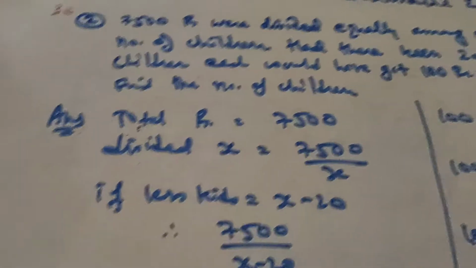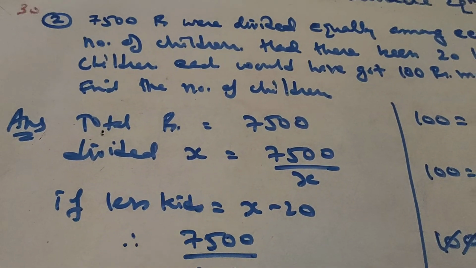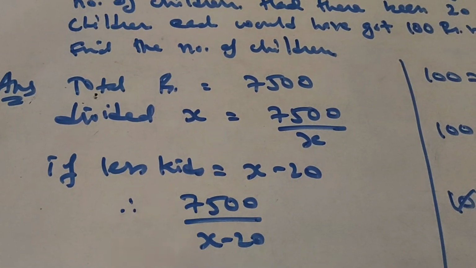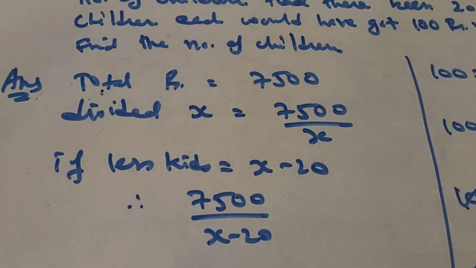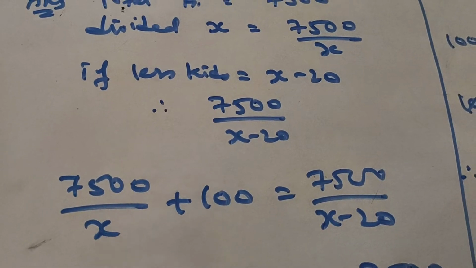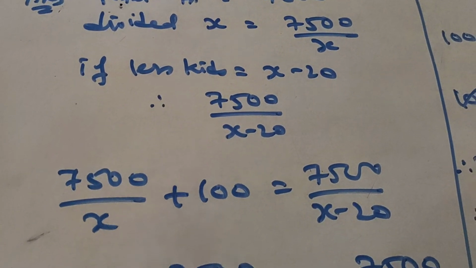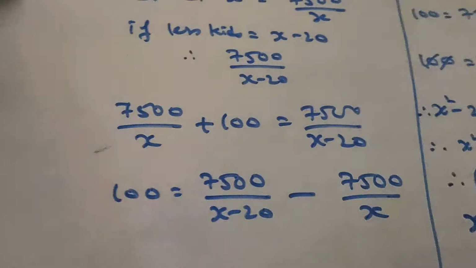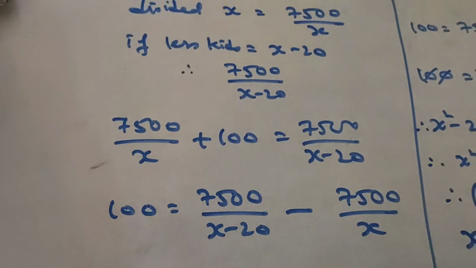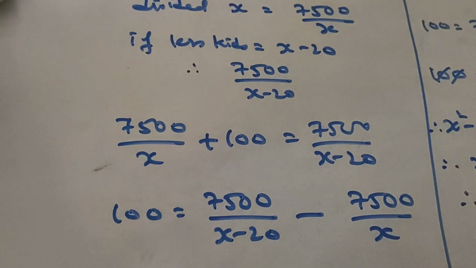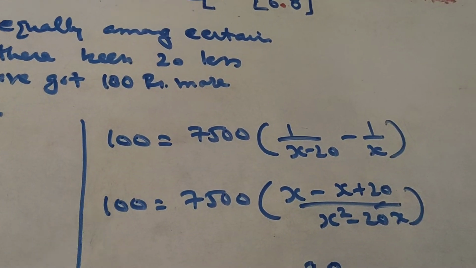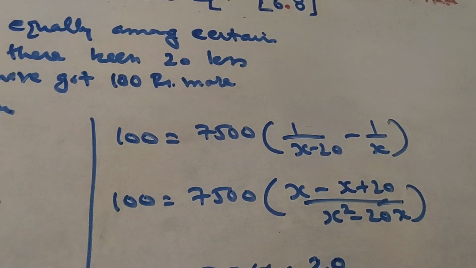7,500 upon x. Now how many kids are fewer if they are getting 100 rupees more? 20 kids are fewer. So that means x minus 20. So 7,500 divided by x minus 20. So everybody is getting 100 rupees more. So here 7,500 upon x plus 100 is equal to 7,500 upon x minus 20. Simplifying, we are taking the values left hand side and right hand side. We are getting 100 is equal to 7,500 upon x minus 20 minus 7,500 upon x. Simplifying it, we get 100 is equal to 7,500 bracket 1 upon x minus 20 minus 1 upon x.